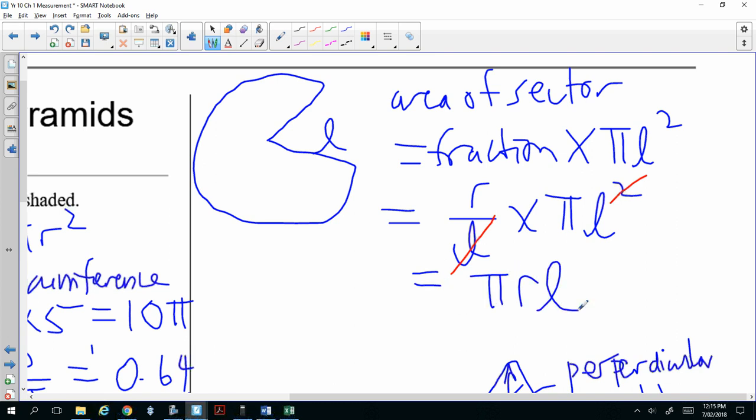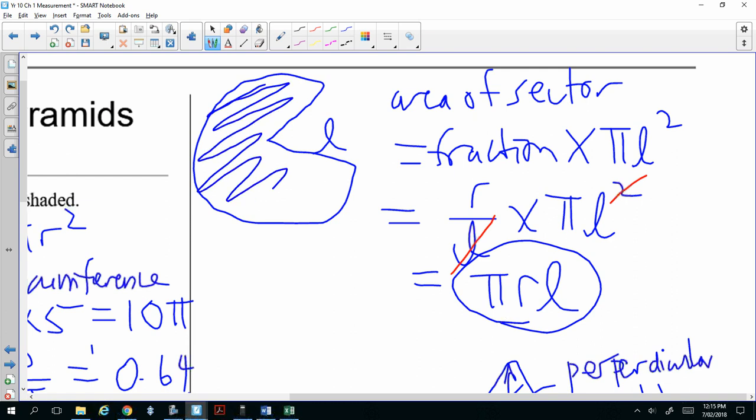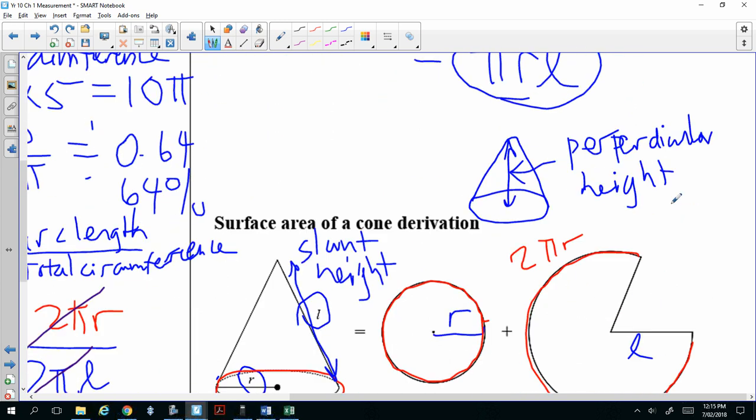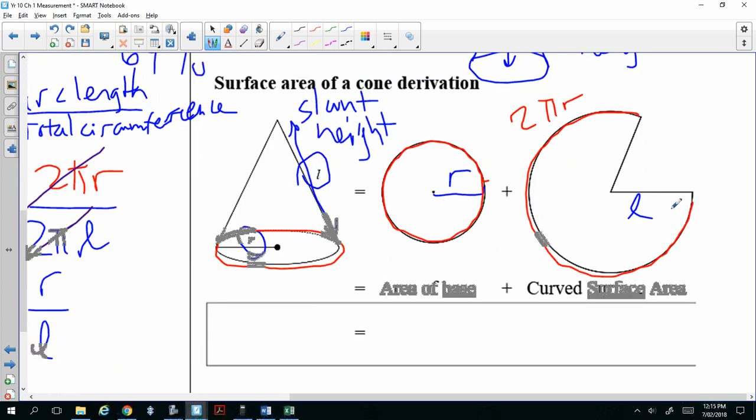So now we have a final formula. The area of this, which is called the curved surface area, is pi r L, plus pi r squared. Done. That's the surface area. Any question?